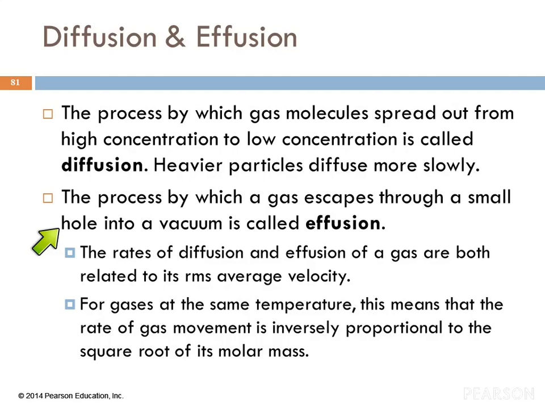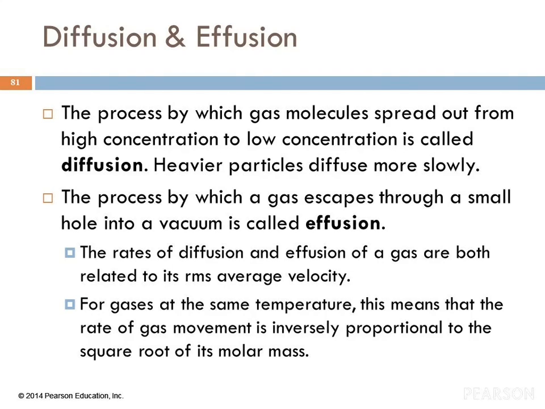Effusion is the process of a gas escaping through a small hole into a vacuum. You've got a container surrounded by a vacuum, and there's a tiny hole. The gas getting through that hole into the vacuum is what's called effusion. The rates of diffusion and effusion are both related to the RMS, root mean square, average velocity. At the same temperature, the rate of gas movement is inversely proportional to the square root of its molar mass.